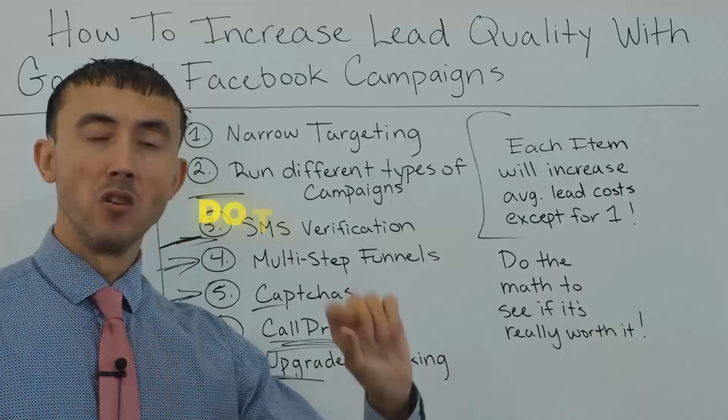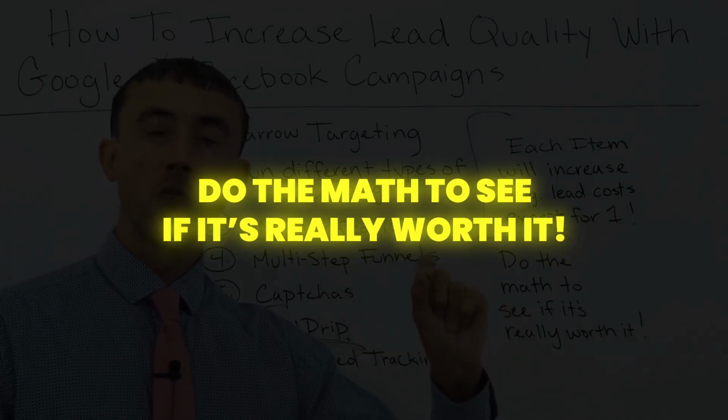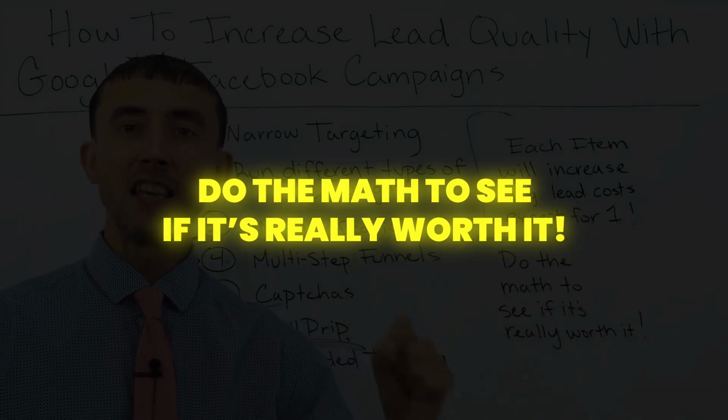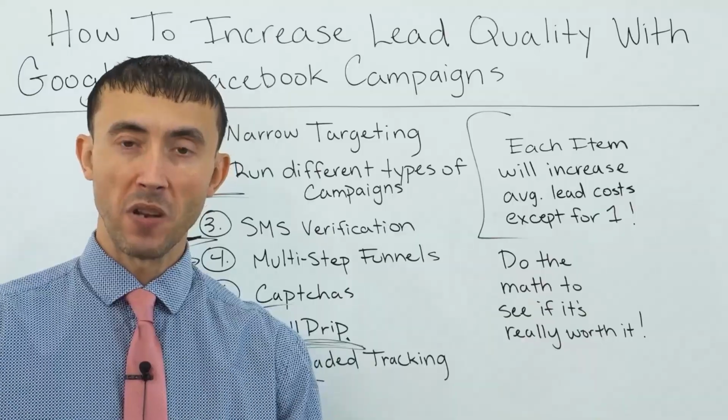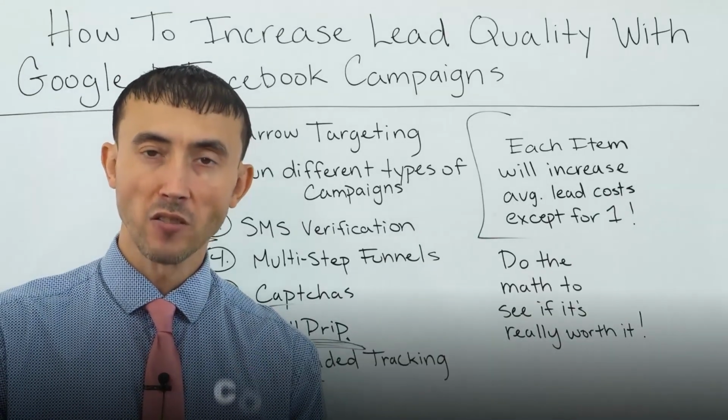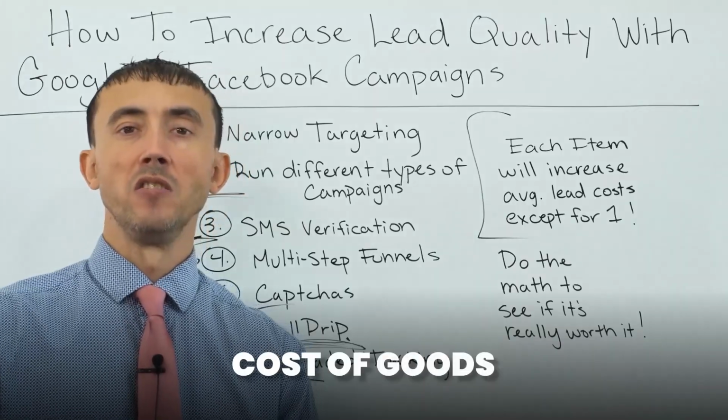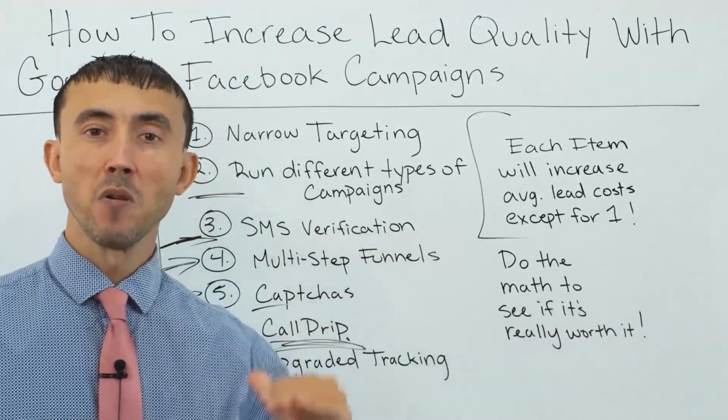Generally speaking, you need to mathematically calculate what cost per qualified lead you can afford to pay after all your expenses in your company: labor expense, cost of delivery of your products, cost of goods, and figure out what's the maximum amount you could pay.